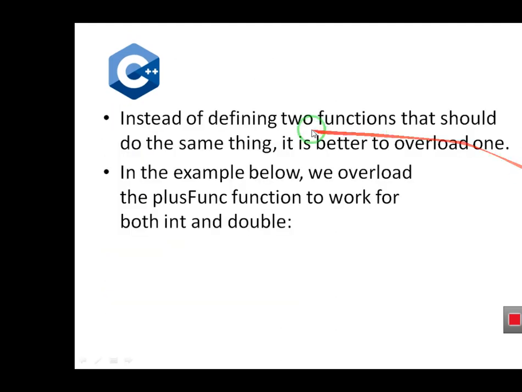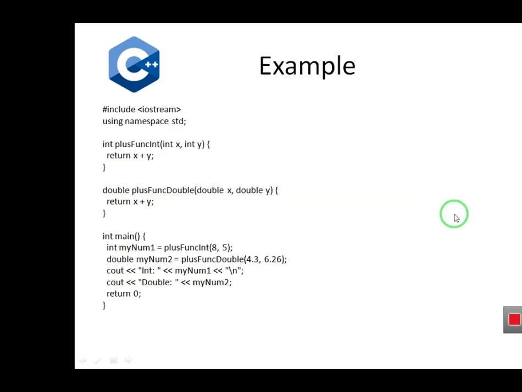Well, what is the need of function overloading? The need is written here. Instead of defining two functions that should do the same thing, it is better to overload one. You will see how it works here. Hash include iostream, using namespace std. Integer plus function is the function name. We have two parameters here, integer x comma integer y, and what is written is x plus y. And we have another function which also takes these two parameters but in different data types.